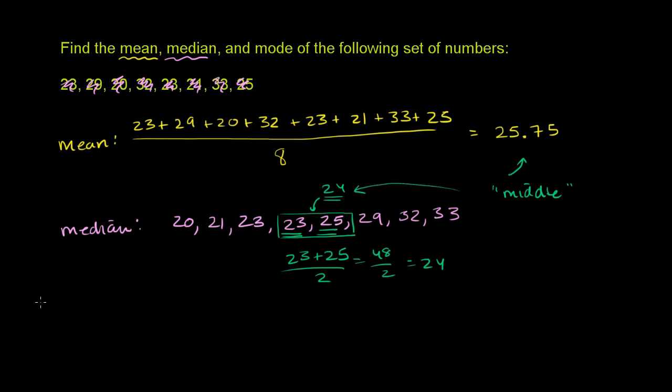Then finally, we can think about the mode. And the mode is just the number that shows up the most in this data set. And all of these numbers show up once, except we have the 23, it shows up twice. And so because 23 shows up the most, it shows up twice, every other number only shows up once, 23 is our mode.